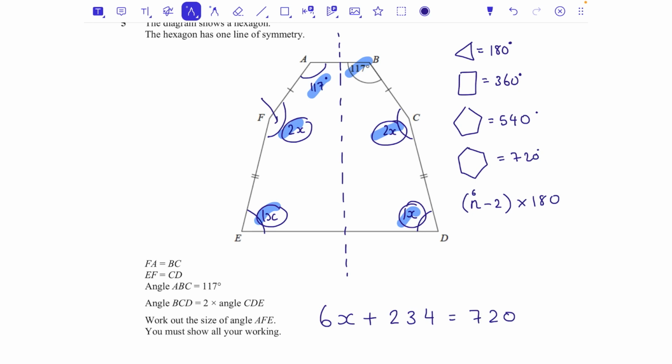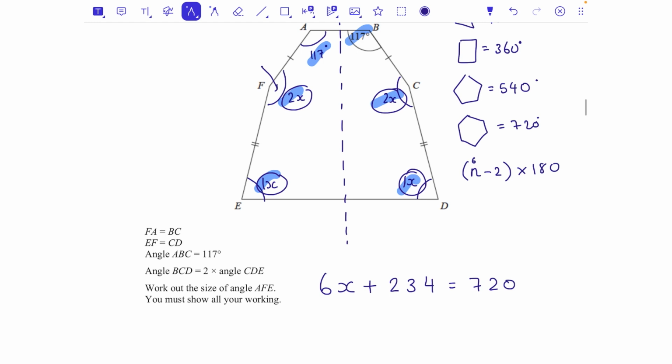So let's start by doing 720 take away 234. And that is 486. So I know that 6 lots of X needs to equal 486. Let's then divide that by 6. And that is 81 degrees. Therefore, this angle here is 81, and this angle here is 81, and the ones that are 2x are double that, so 162 degrees, and that's going to be the answer that they're looking for.